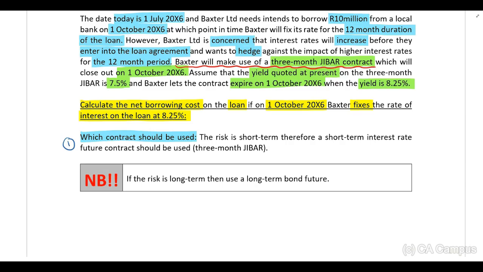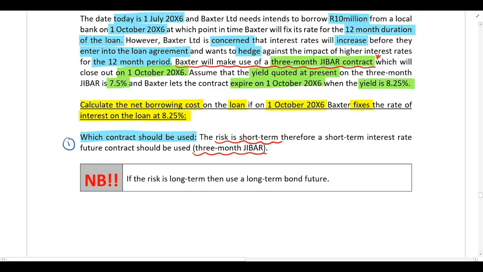But please note, if they do give you lots of different contracts, in this question, we are dealing with short-term risk. They are worried that interest rates are going to increase over the next 3 months before they enter into the loan agreement. So because it's a short-term risk, we can use a short-term contract. So that is why we are looking at the 3-month JIBAR contract.